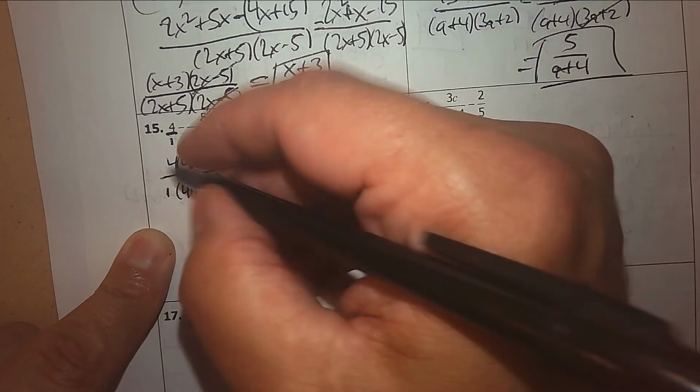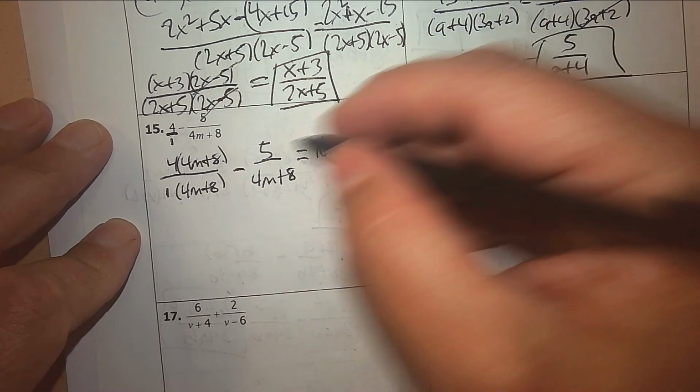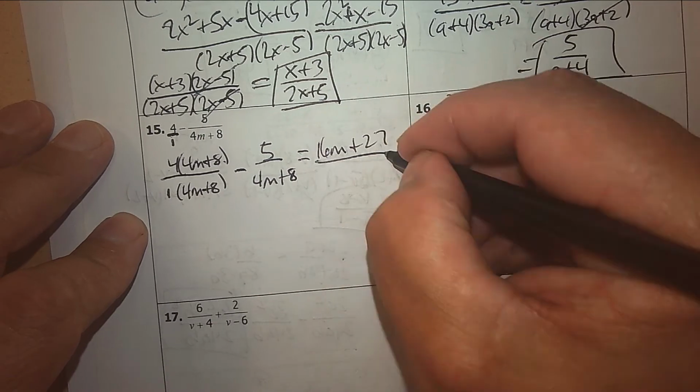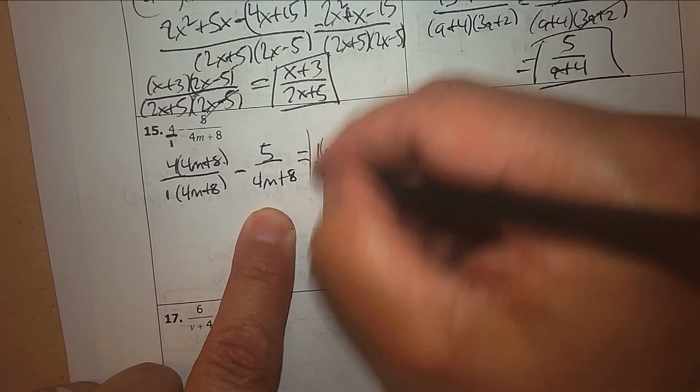So 4 times 4 is 16. 4 times 8 is 32. Take away 5 is 27. And the common denominator, you could factor it just to see if there's a common factor to strike out, but there's not.